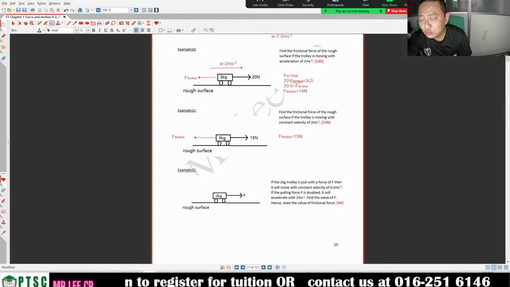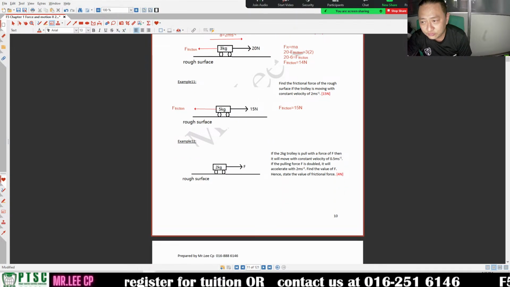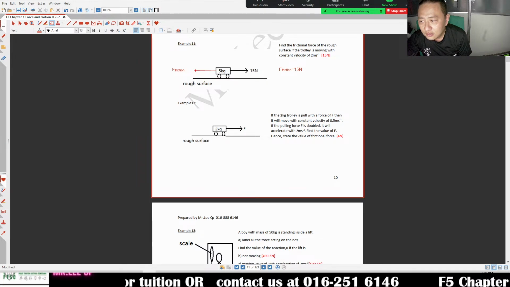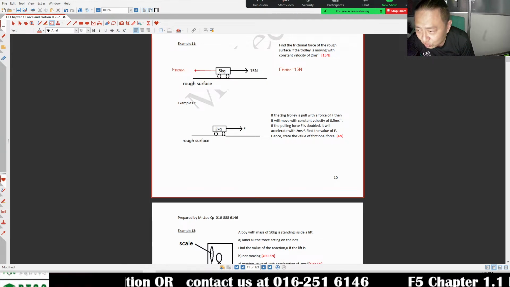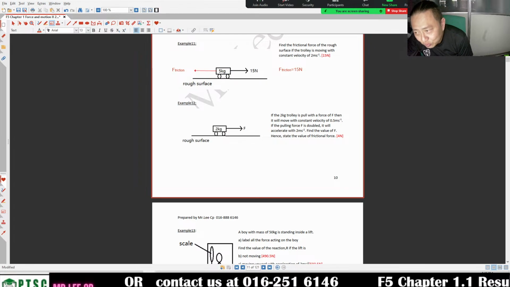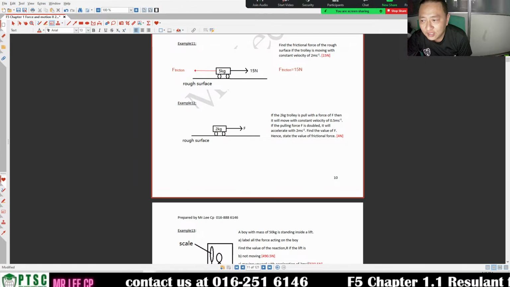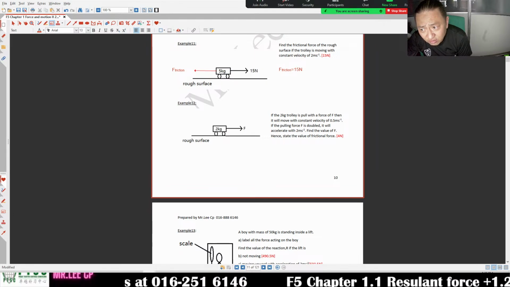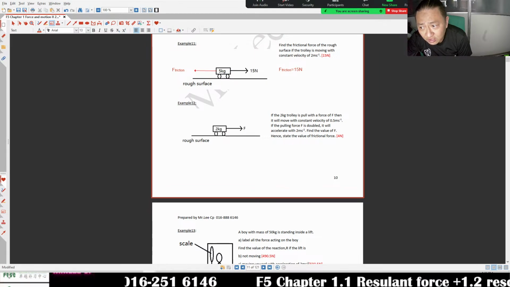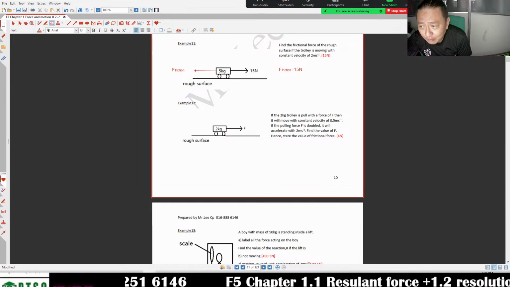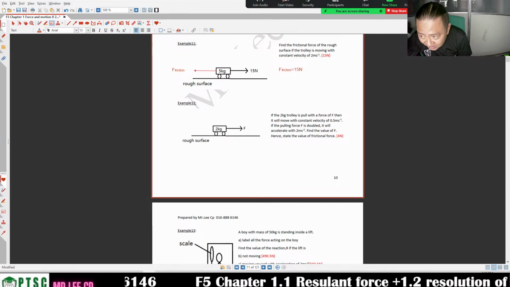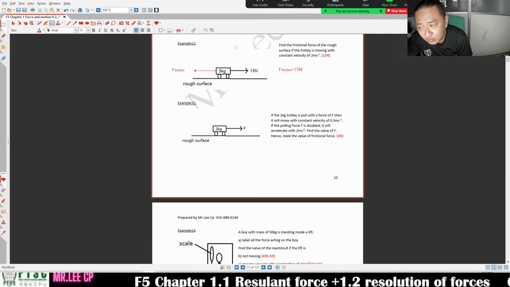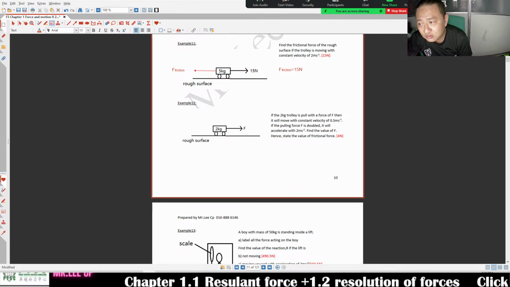Now I'm going to do one more example for you. If a 2 kg trolley is pulled with the force F, and then it moves with constant velocity 0.5, constant velocity, right? Now the force is doubled. It moves with acceleration. Find the value of F. Tell me what's the frictional force.